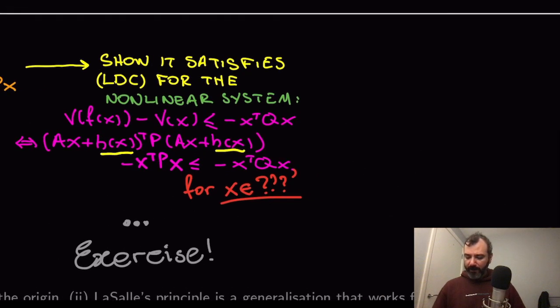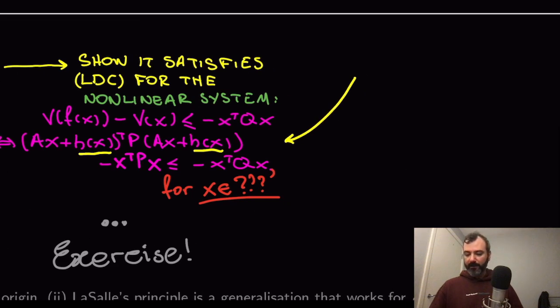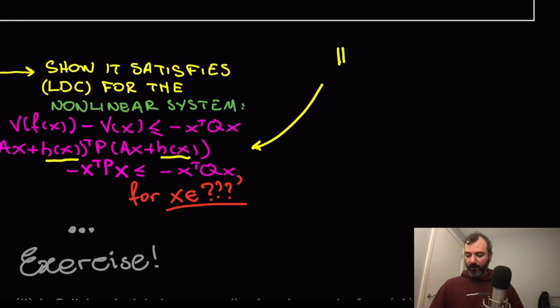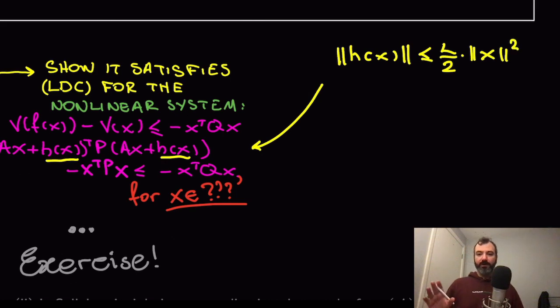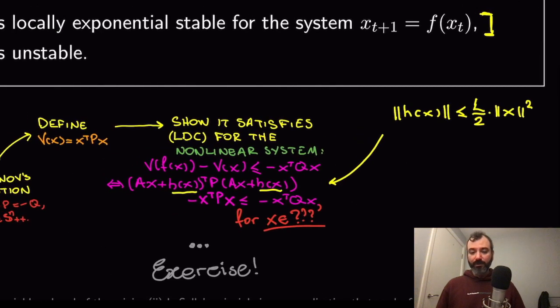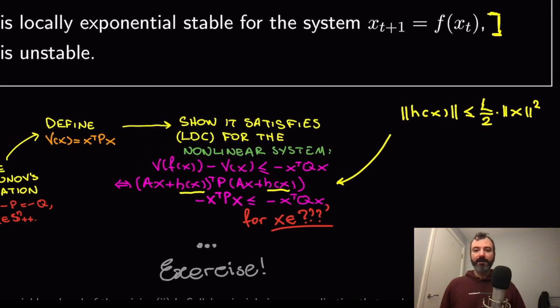What do we know about h? Here we will get some help from the assumption we drew at the beginning. So we know that the norm of h is less than or equal to L/2 times the norm of x squared. You need to use this as a useful tool in your proof to show that such an inequality is satisfied over an invariant set.